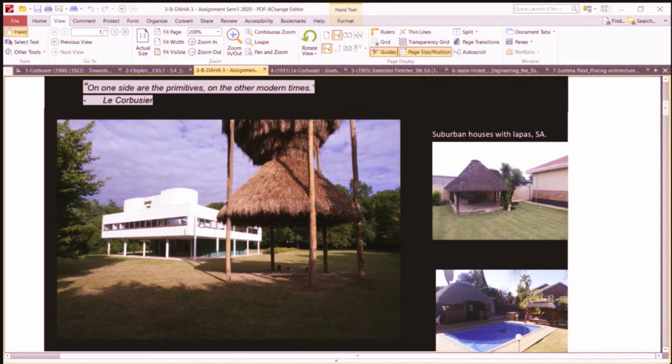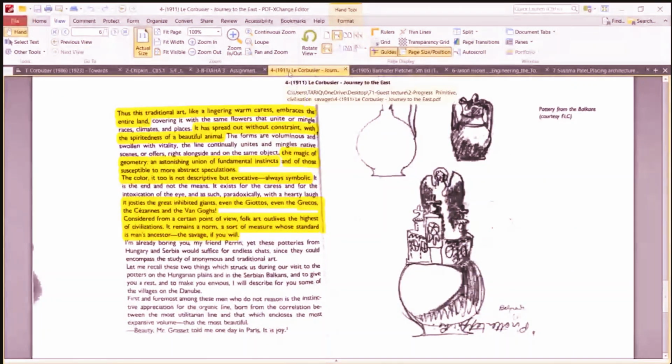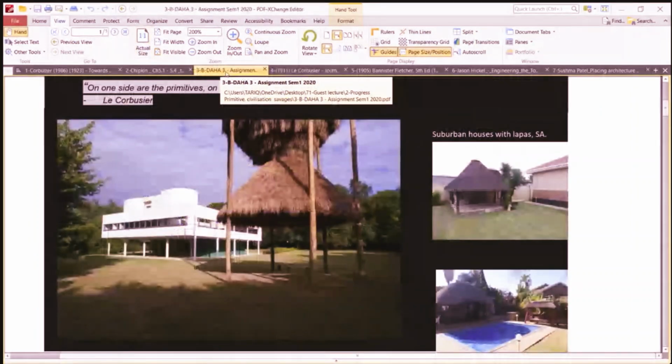In Africa and South Asia and Indonesia and India and China and Central America, and all the places where Western civilization had not yet established root, they are the primitives. They are the opposite of modern times. The savage, right?